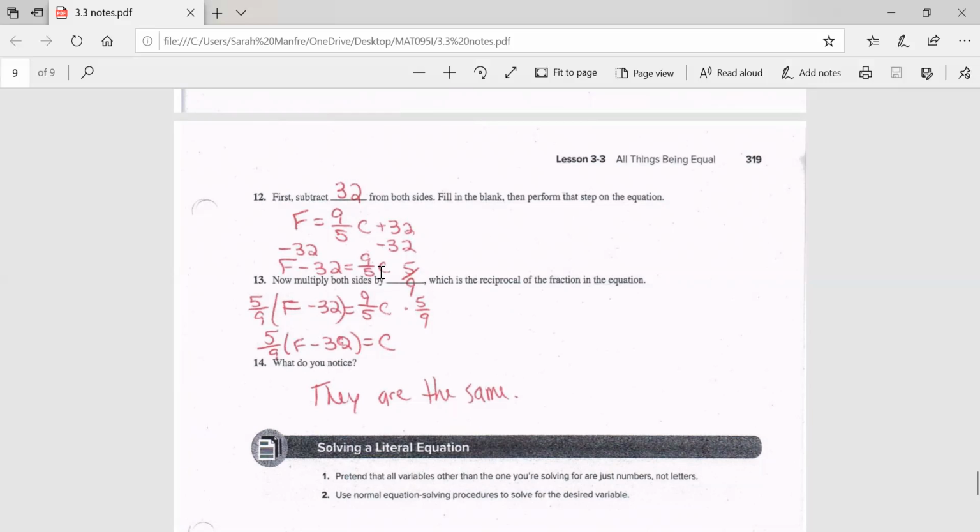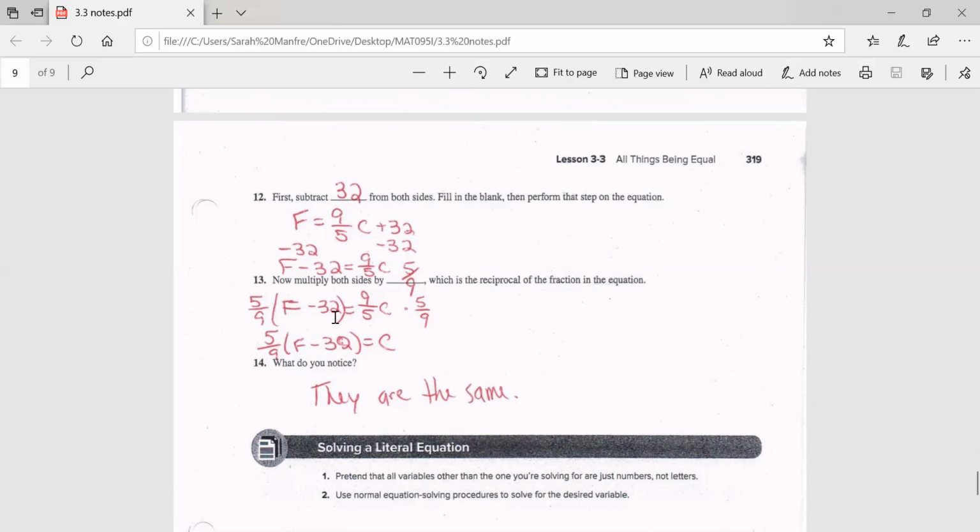Now, to get C by itself, we've got to get rid of this 9/5. How do you get rid of a fraction? We have to multiply it by its reciprocal. What's the reciprocal of 9/5? 5/9. So I'm going to multiply both sides by 5/9. So we have 5/9 times F minus 32. I want you to think about, why did I put parentheses here? Why are the parentheses needed? Okay, take a minute. Think about it.